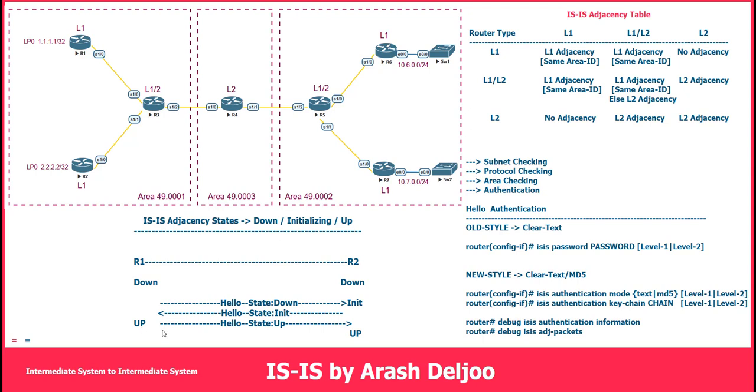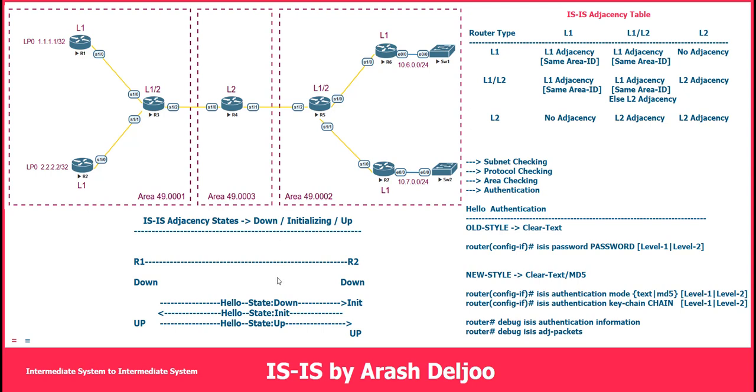After that, as you can see here, R1 should send its hello message again, with the state of up in the hello message. Because of that, R2 is now ensured that R1 received the hello of R2, because the state of R1 is up, and finally R2 should go to the up state. As you can see, this is the three-way handshake of IS-IS, not the three-way handshake of TCP.